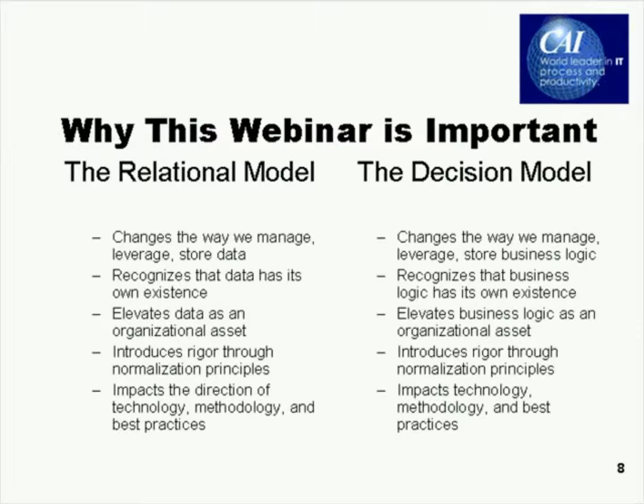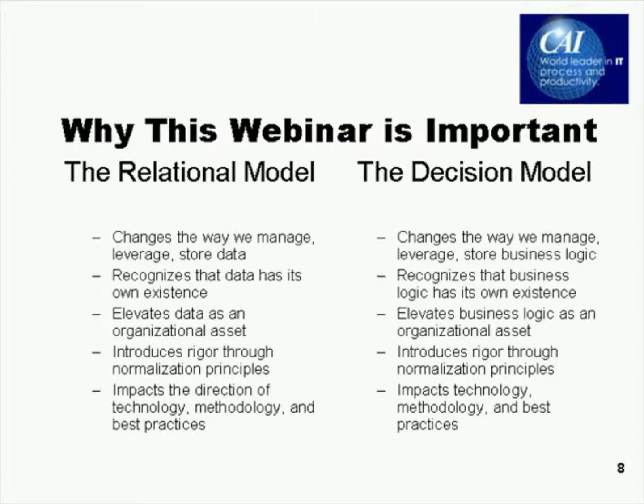So let me talk about what I learned about the relational model and how we applied it to the decision model. The decision model is similar to the relational model in some very significant ways. So this webinar is important because of the lessons we learned from that experience with the relational model and the benefits that we still gain from it because it is a rigorous and universal model. So current experience with the decision model suggests that it may have the same impact on businesses today.